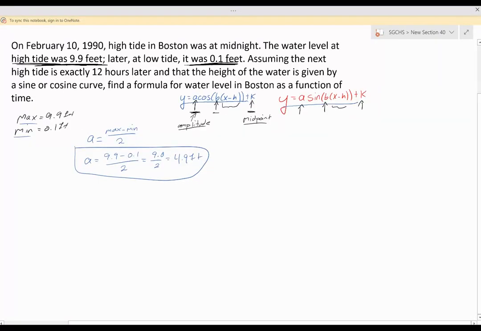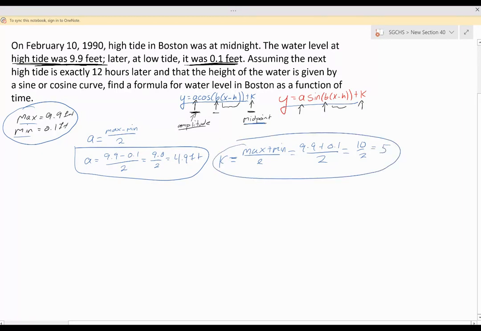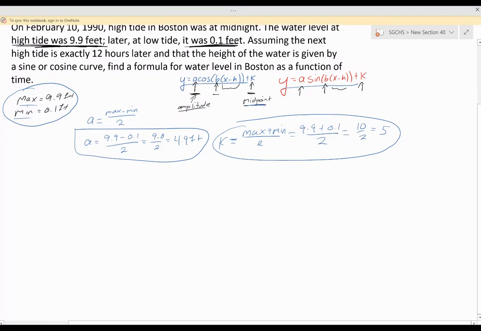Now how about K? K is our midpoint. Anytime you're finding a midpoint, it's the sum of two numbers divided by 2. So our midpoint here is between our max and our min, so that would be max plus min, divided by 2. So 9.9 plus 0.1 divided by 2 gives us 10 divided by 2. So that means K equals 5 feet. Now we have our midpoint and we have our amplitude, so we can start roughly graphing this thing.